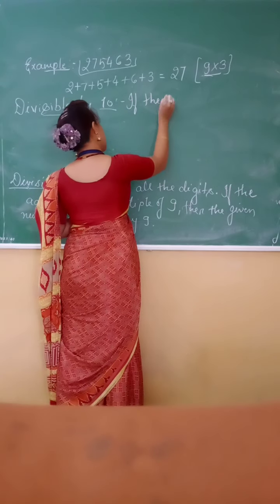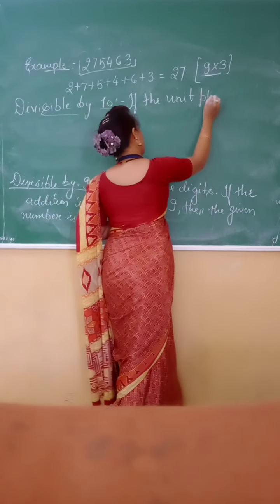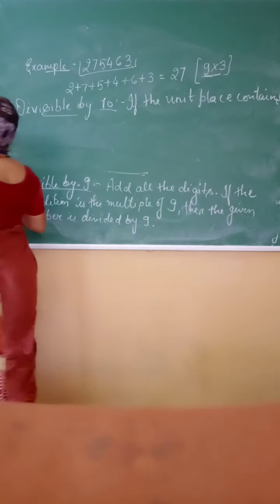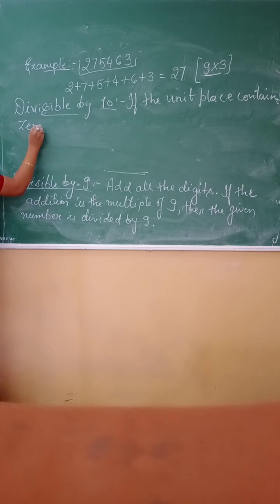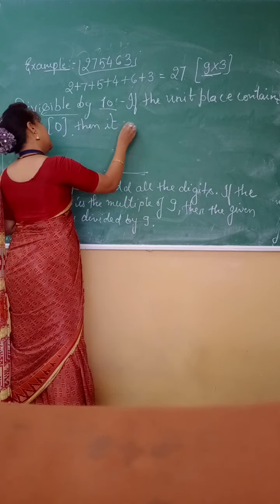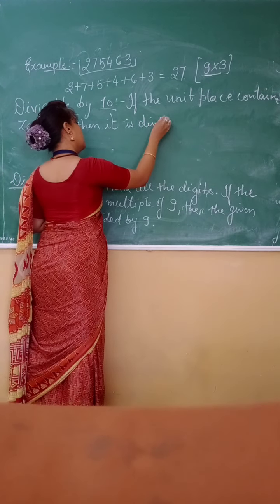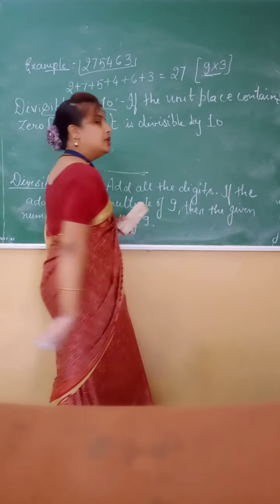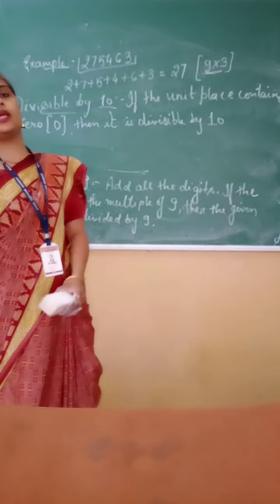If the unit place contains 0, then it is divisible by 10. Examples, any of the example you can take: 520, 326, 3260, 4590, or any other example having 0 at the ones place.